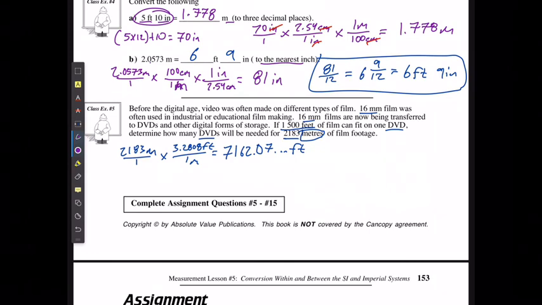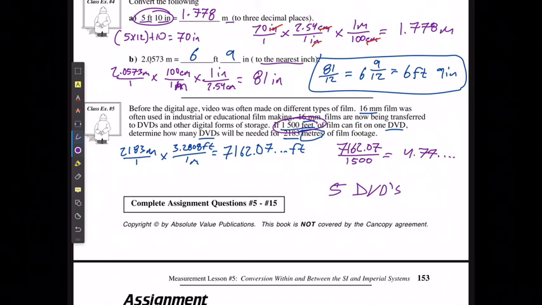If that's the total number of feet and 1,500 feet can fit on one DVD, then I'm going to say that 7162.07 divided by 1,500 is going to equal 4.77, which means that I'm going to need 5 DVDs to fit all of this. Even if it was 4.1 something, I would still need to round up, otherwise I wouldn't be able to fit everything on there.